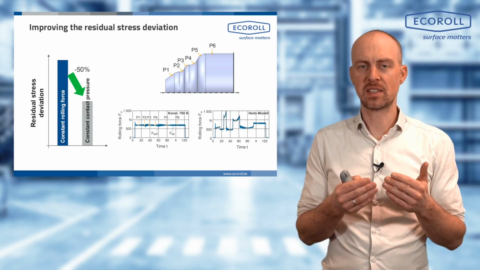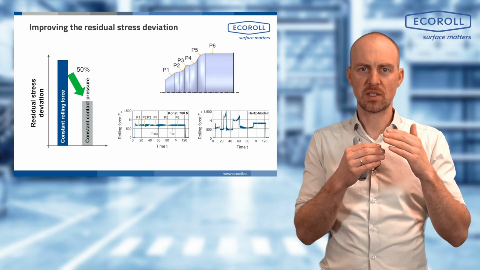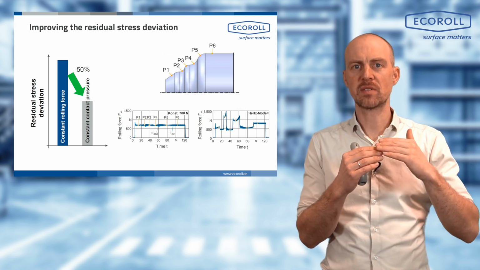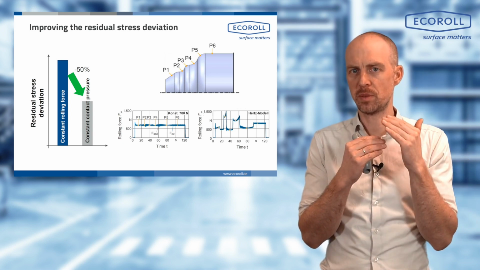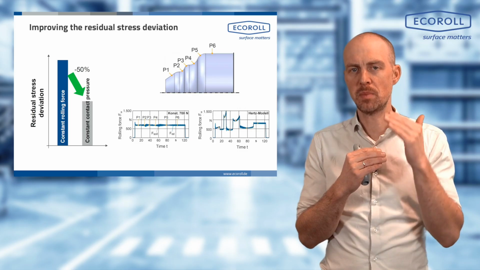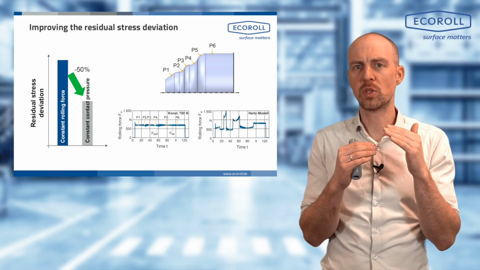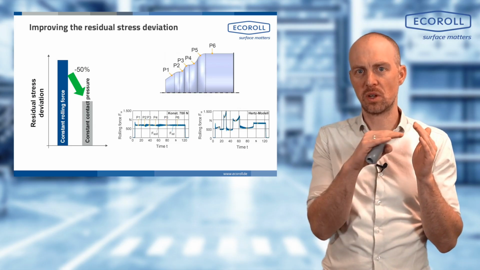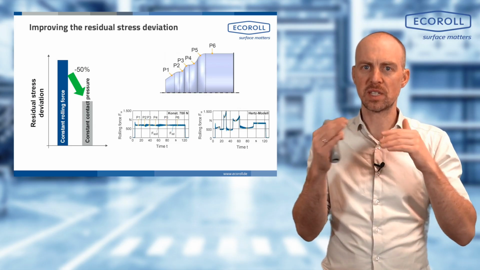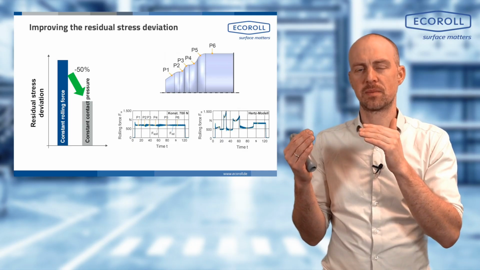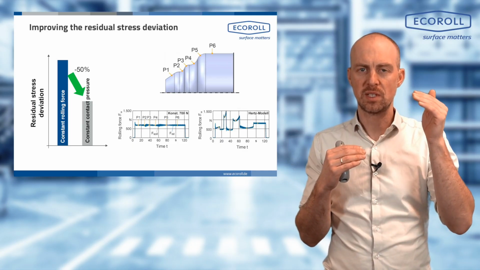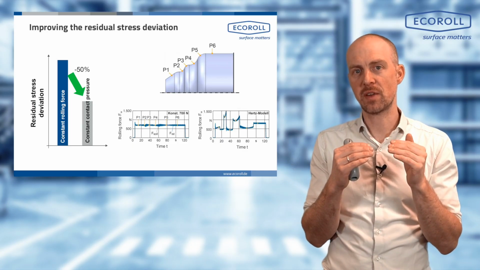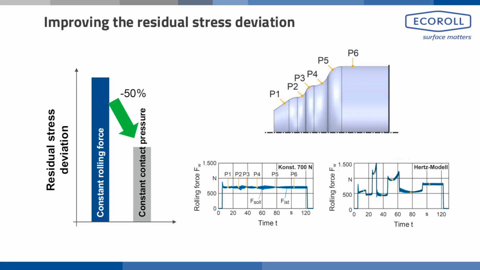And what we see is that the variance of the residual stress, the difference between the highest and lowest values, is reduced by up to 50%. That means we're coming much, much closer together. Of course, we don't have residual stress, let's say equality or constancy yet, right? So the residual stresses still vary throughout the process. But we've already reduced the difference by 50%, which is a very, very strong value. And now we can also regulate the whole thing accordingly.